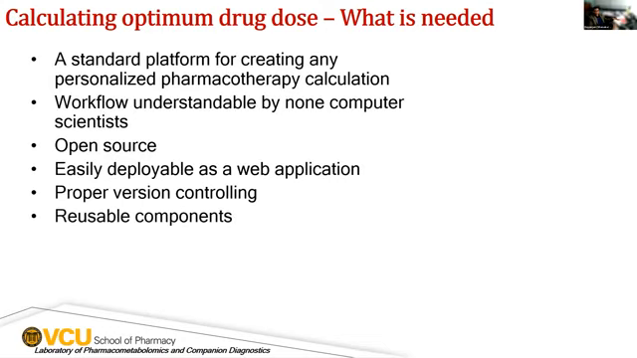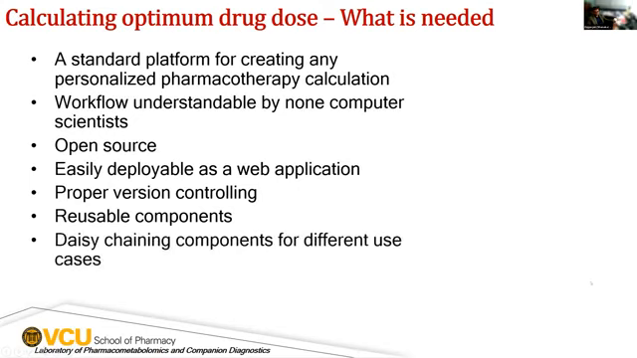Ideally, they should have reusable components. So for example, if I create a component for calculating BMI, I don't want to recreate that if I need that component in another application. Ideally, I would want to take that component and plug it into the next application that I need BMI as one of the inputs, right? This decreases the amount of work that you have to do.